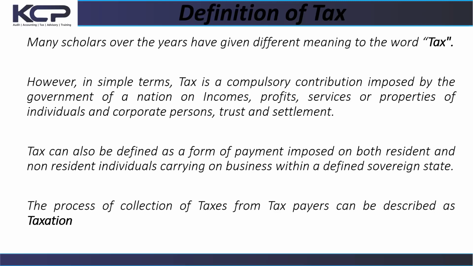Because in Nigeria, we have 3 tiers of government. That is the federal government, the state government, and the local government. Each of these tiers of government has its own respective taxes it has been enabled to administer, as contained in the relevant sections of our Nigerian constitution. That being said, it also means that each of these tiers of government has its own respective tax administrators.